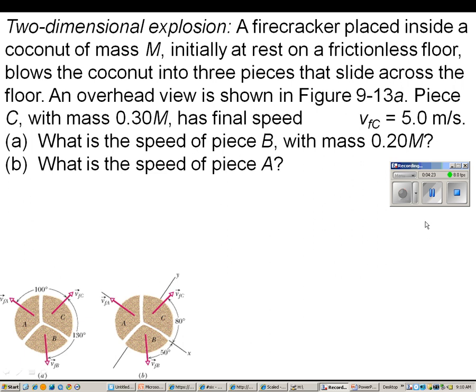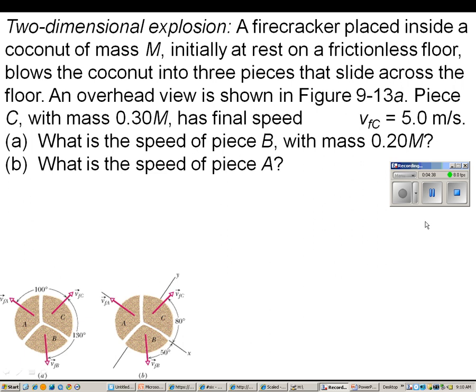Here's a problem I would like you to do. You can pause the video and try this on your own. It's a two-dimensional explosion. A firecracker is placed inside a coconut of mass m, initially at rest on a frictionless floor. It blows the coconut into 3 pieces that slide across the floor.